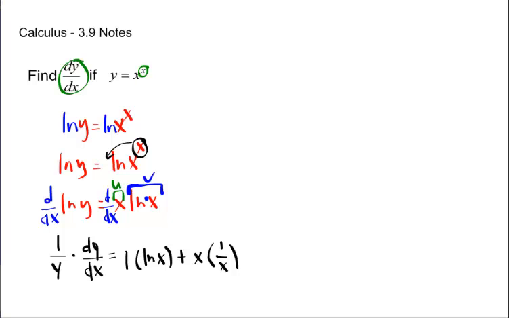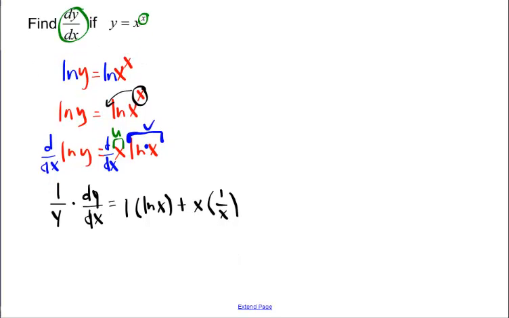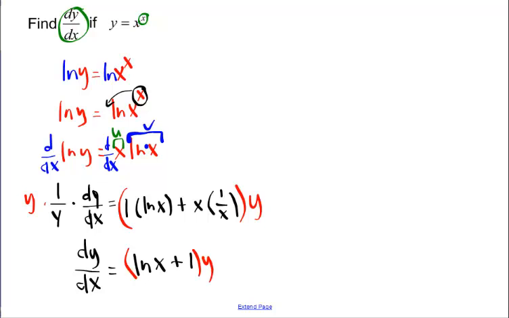And so now what you're going to want to do is get that all cleaned up and get your dy/dx all by itself. So how do you do that? Well, multiply both sides by y. And when you do that, you have dy/dx equals the natural log of x plus 1 times y. And if you want to distribute the y, that's fine. And if you don't want to distribute the y, that's fine. But ultimately, don't forget what y equals. Y equals this guy right here.